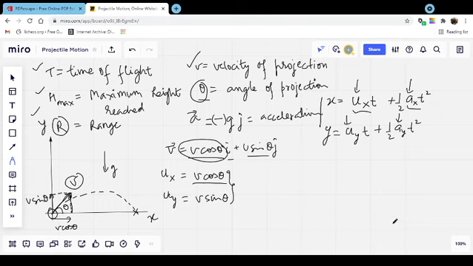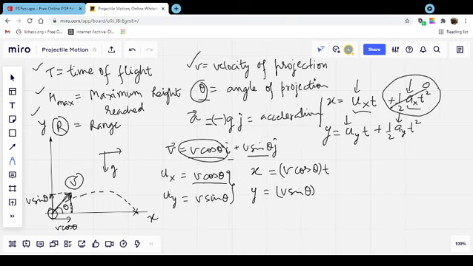So now the acceleration along x-axis is 0 because the body has no acceleration along x-axis, it's only along y-axis. So this term cancels out immediately, and we can write the result that the position of the particle x at any time t is simply v cos theta into t. And if I had to write the y coordinate of the particle, that would become v sin theta into t minus half gt square.